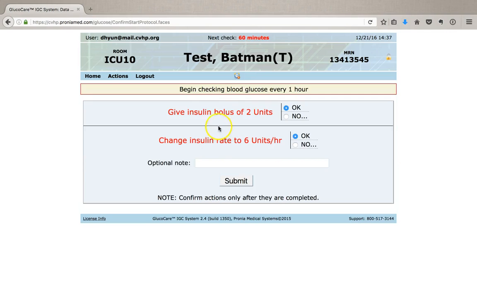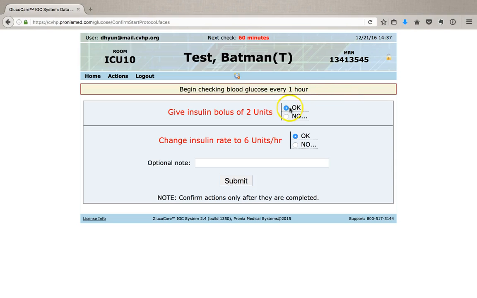Okay, so now if you remember, the previous banner had more information. It told you to prime the tubing and all that. Well, this is a current patient on an insulin drip, so we don't need to do any of that. But it does let us know that we are going to be checking the blood glucose every hour for now.